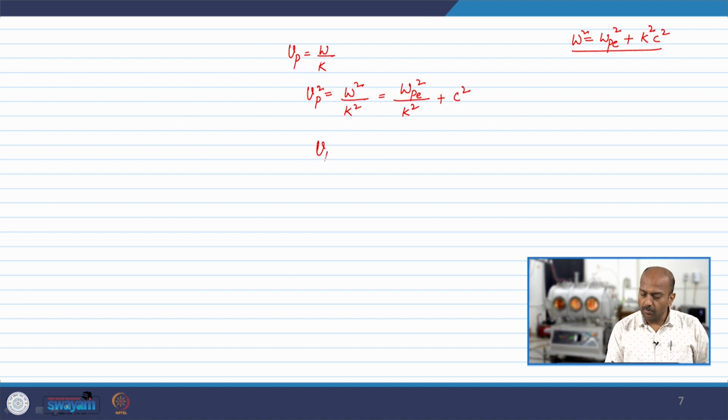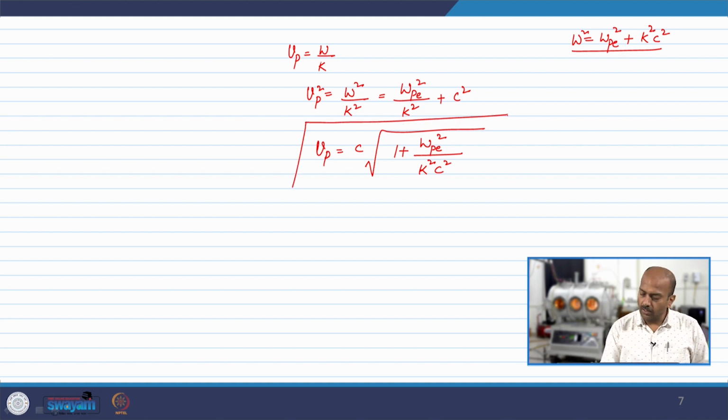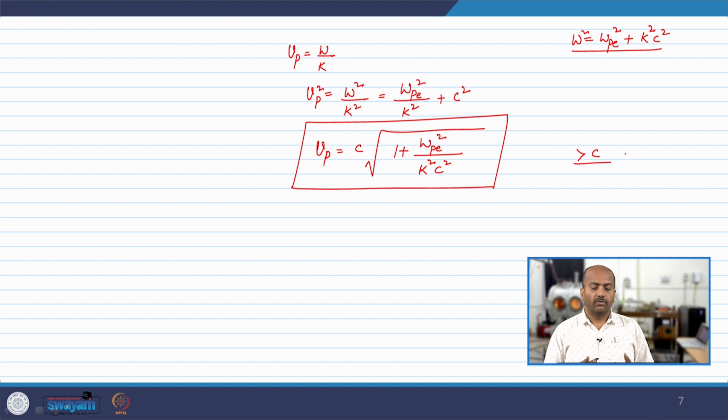Or Vp, the phase velocity, is c times the square root of 1 plus omega pe square by k square c square. So, this is the phase velocity. Now, if you look at this expression carefully, even at first instance, you will see that the phase velocity appears to be greater than the speed of light. Now, is it possible? Yes, it is possible for the phase velocity to have any value. There is no limit that the phase can have.